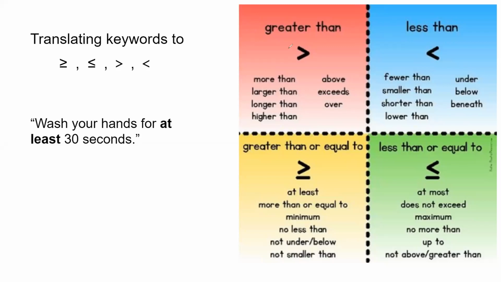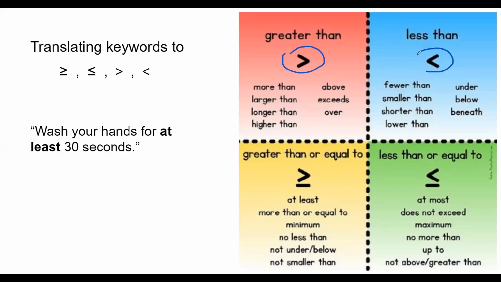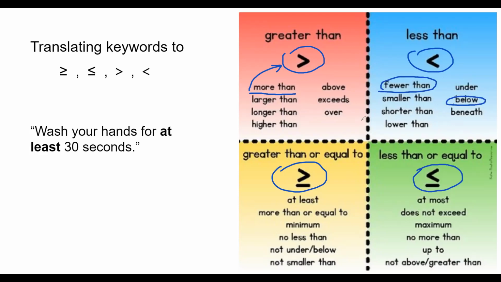What do I mean by the operator? That's these guys: greater than, less than, greater than or equal to, and less than or equal to. So we want to look for words like more than in the word problem that are going to connect us back to that operator. For less than, we might be looking for a word like below or fewer than that would give us a clue that we are talking about that operator. Common phrases for greater than or equal to: at least, or minimum. And for less than or equal to: at most, and maximum.